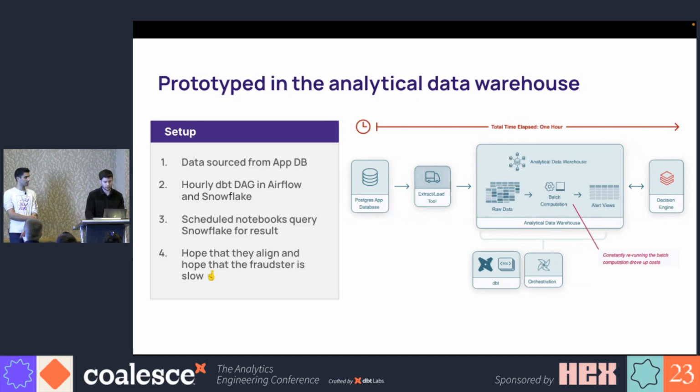We have an hourly DBT DAG, Airflow DAG rather, that will run the ETL sync to load data from our Postgres database into Snowflake, run a small sliver of our DBT models related to risk, and then Bob's your uncle.